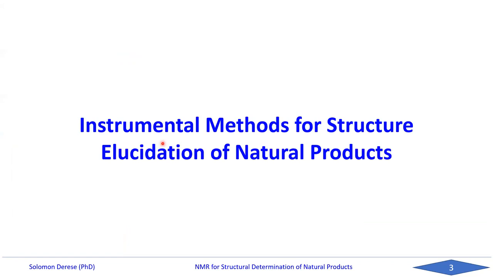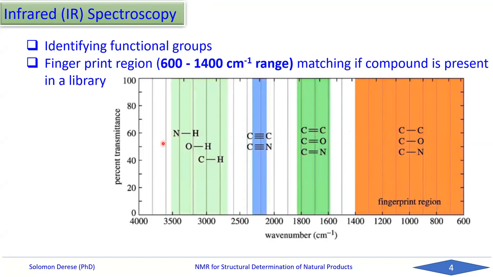There are so many different types of instrumental methods available for the determination of the structure of organic compounds. I do not have time to go through each of them in detail, but I'll just touch on them. One of them is IR, which gives us information about the different types of functional groups in the molecule under study.